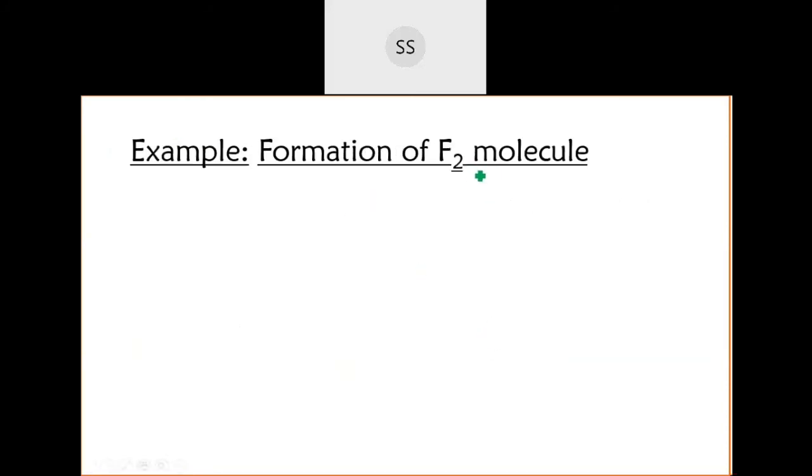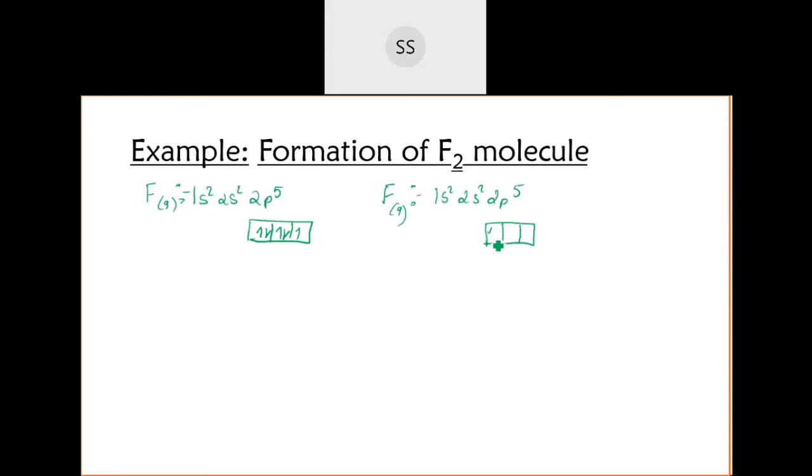Formation of F2 molecules. So in the F2 molecule, I'll take one fluorine atom here and one more fluorine atom on this side. Atomic number is 9. Two fluorine atoms, similar atoms they are. So 1s2, 2s2, 2p5. Here also, 1s2, 2s2, 2p5. So in this p orbital, we have 5 electrons. One is unpaired. Again here, I am taking the p orbital, and then 1, 2, 3, 4, and one is unpaired.